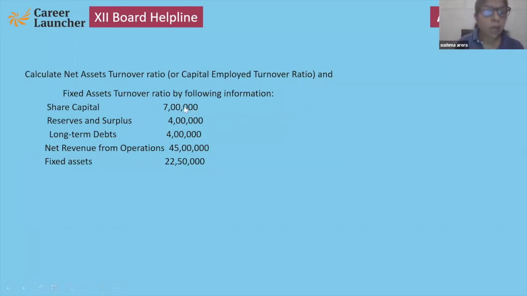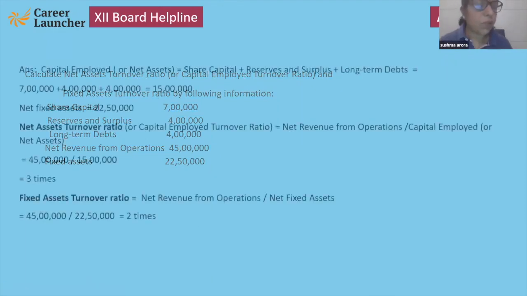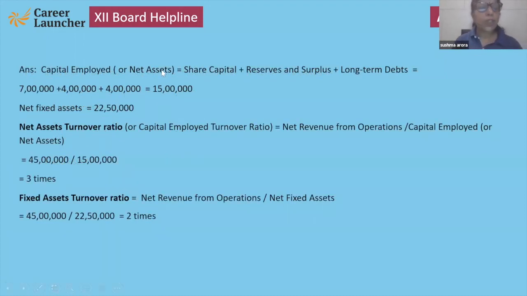See here, share capital is given, reserves and surplus given, long-term debt, net RFO, and fixed asset. So what to do for net asset turnover ratio? That may come by another name as well. This is the formula. Net asset turnover ratio, simple formula, net RFO upon capital employed. Net RFO given in the question is 45 lakh, and capital employed we also have to calculate. When we put that in the formula, that will be 3 times.